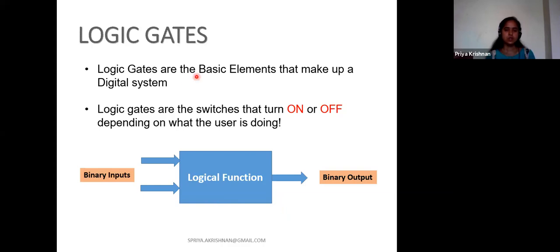Logic gates are the basic element that make up a digital system. Very, very basic. If I want to study ABCD, I'll start from A. Like that, if I want to know the digital system, I have to surely start from gates. Logic gates are switches that turn on and off depending on what the user is doing. Based on that, the logic gate will give on or off.